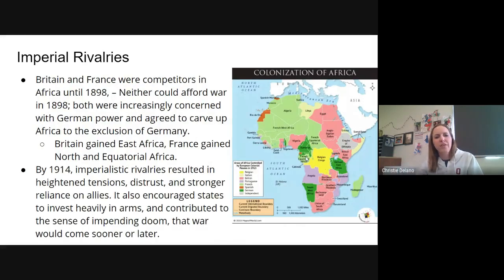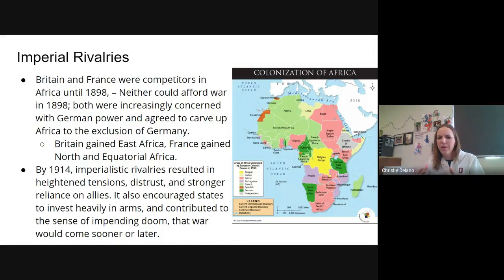And in Social 10, you talked about the scramble for Africa. And this is where this connection to your previous course comes back into play. Historically, as you know, Britain and France had been competitors in Africa and in other parts of the world, right? France helped finance the American Revolution against Britain, for example.